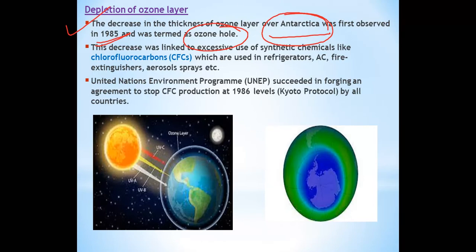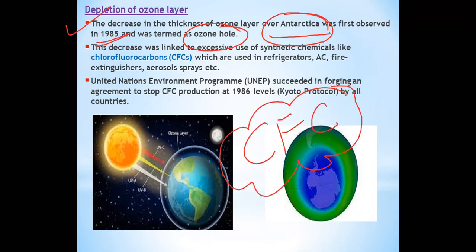This decrease was linked to excessive use of synthetic chemicals like chlorofluorocarbons, which are used in refrigerators, ACs, fire extinguishers, aerosol sprays, and etc. And why is this ozone layer getting depleted? Because of the use of one of the harmful chemicals called CFC. The full form of CFC is chlorofluorocarbon, and nowadays this CFC is used in refrigerators, air conditioners, fire extinguishers, aerosol sprays, etc. Because of use of this CFC, the ozone layer is getting depleted.